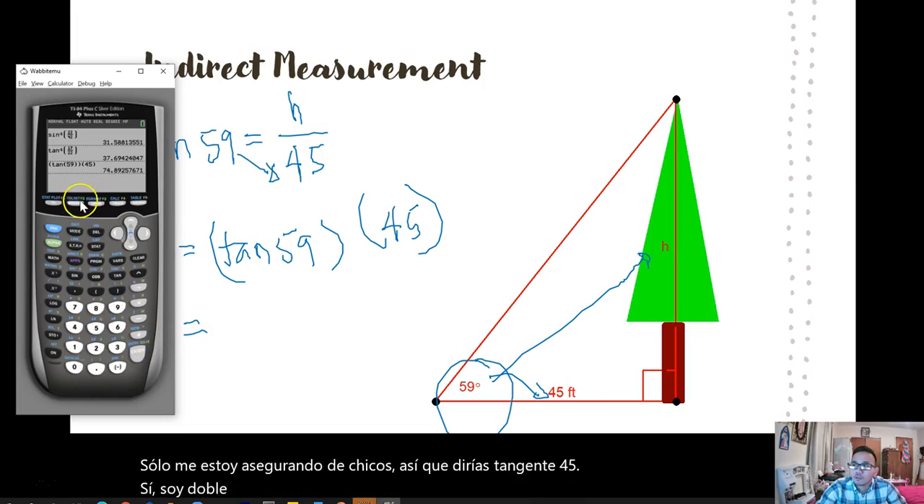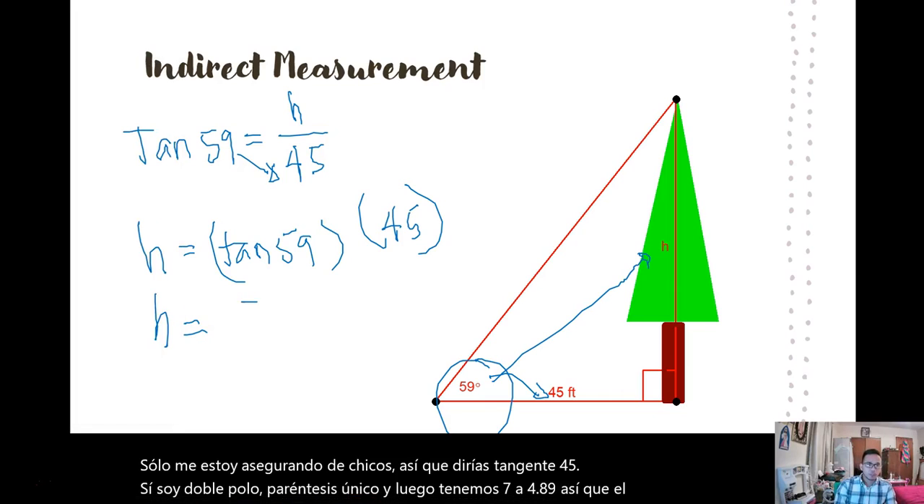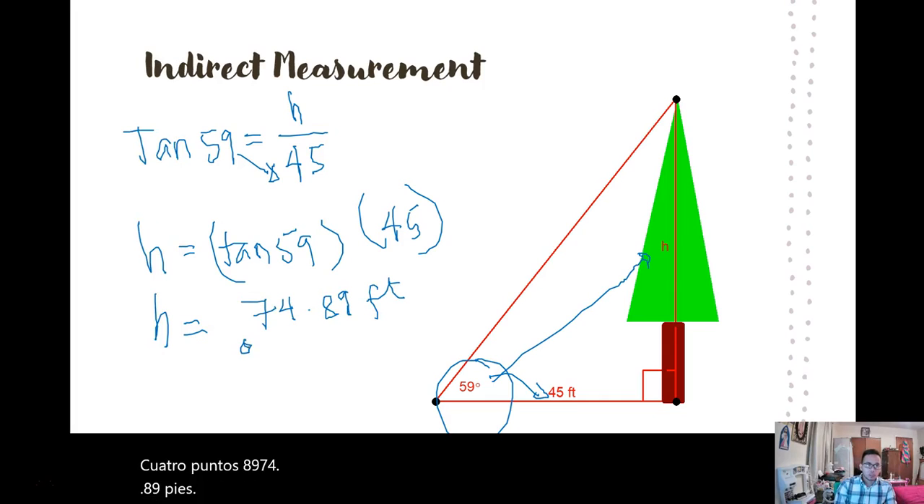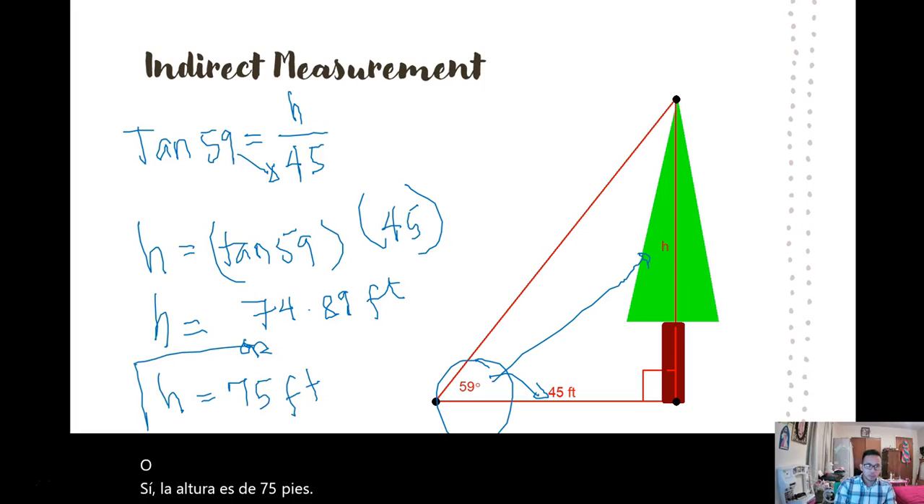And then we have 74.89. So the height is 74.89 feet, or we can say the height is 75 feet. So that's the height of the tree. All right, so that's what we used to do with the trig ratio.